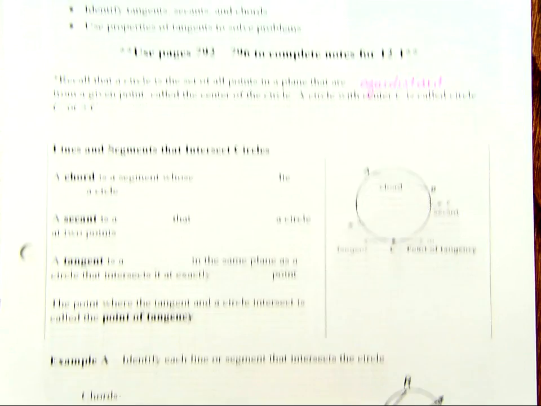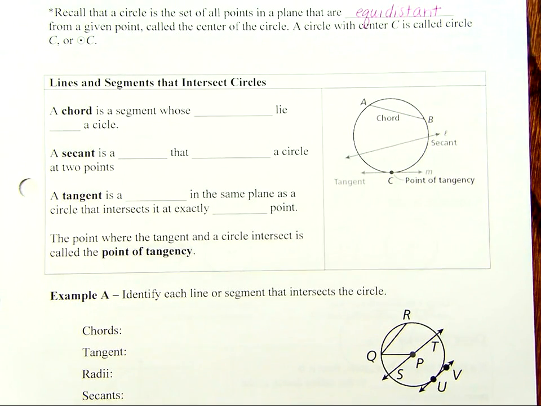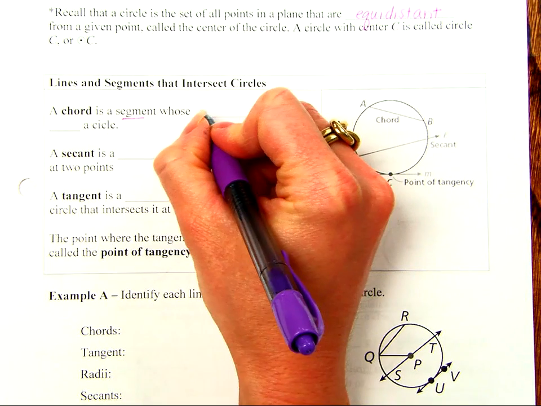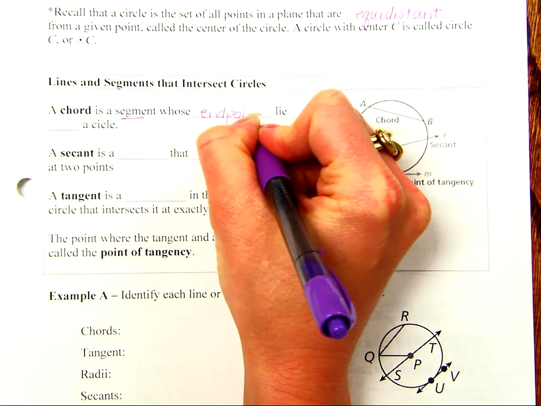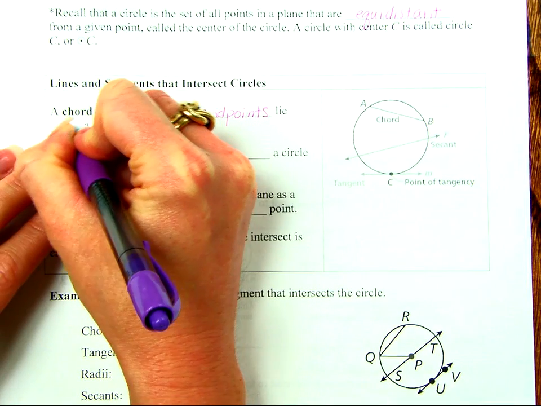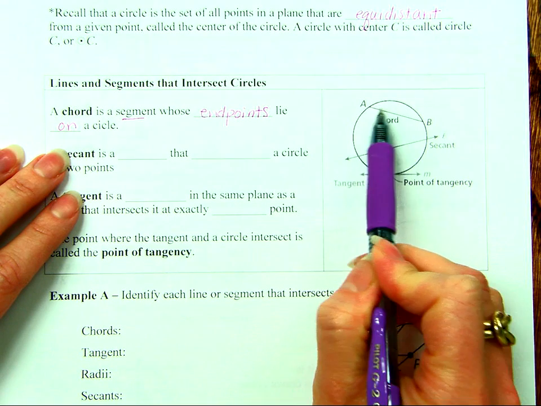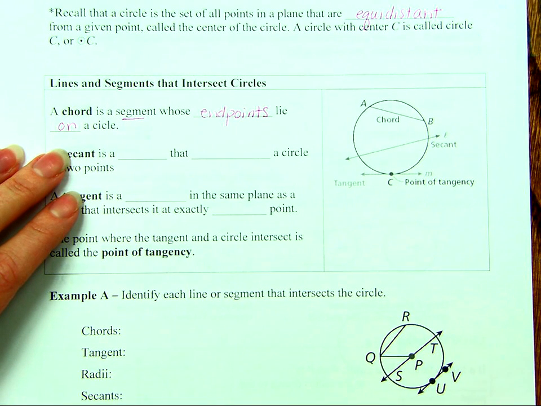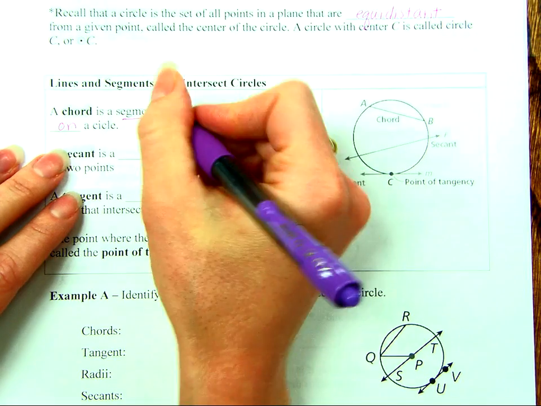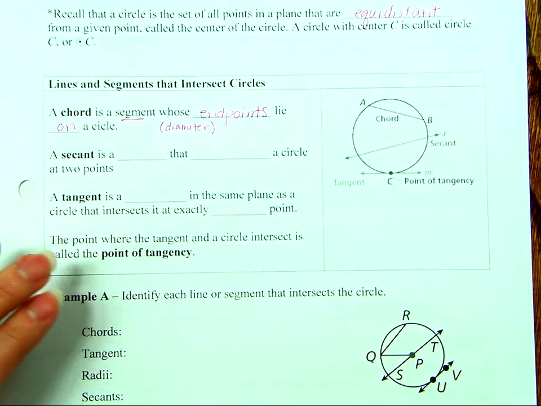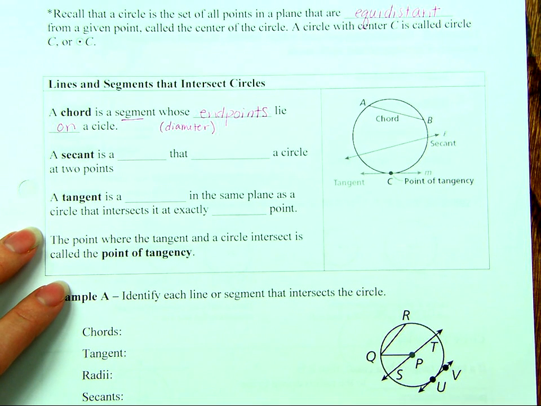Now, if you take a look down below, we have a diagram. We're going to review some of our vocab, a chord, secant, and a tangent. And a chord is defined as a segment. It's important. It's a segment whose endpoints lie on the circle. Okay, so you can see over here, I have my chord AB. The segment's endpoints lie on the circle. I kind of think about it as a segment that fits perfectly within my circle. Now, the diameter of a circle is considered a chord because the endpoints are on the circle. Happens to be the longest chord possible.